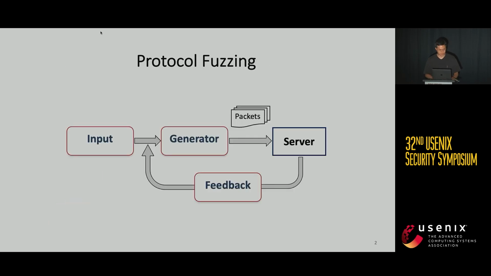This shows a basic flow of the protocol fuzzer. It takes human inputs and continuously generates packets to test the server. Meanwhile, it gets feedback from the server to guide the optimization.